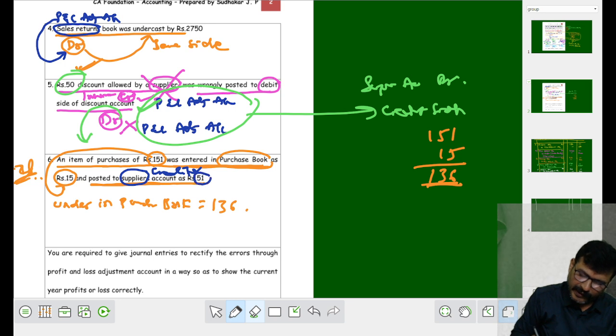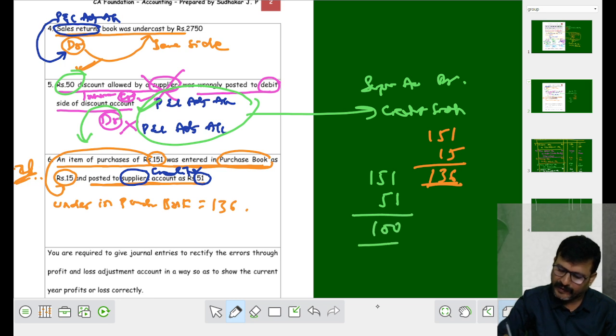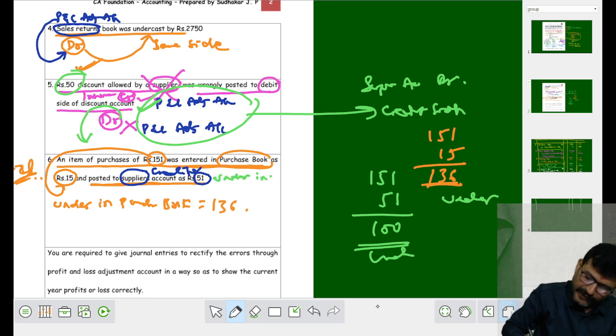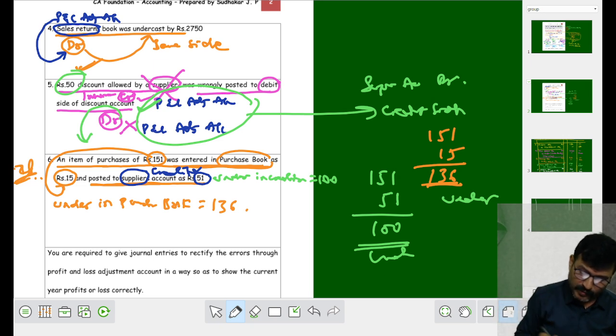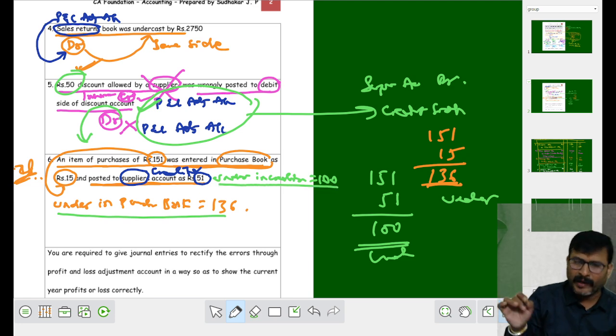In creditor, how much did you enter? You entered 51. Let me explain. Now, how much is it? 151. In your creditor you have recorded 51. The difference is 100 rupees. Here it is under, and here also it is under. Where? Creditor. Here also under in creditors. How much? 100. Understood now? Under in purchase book 136, and under in creditor 100 rupees.